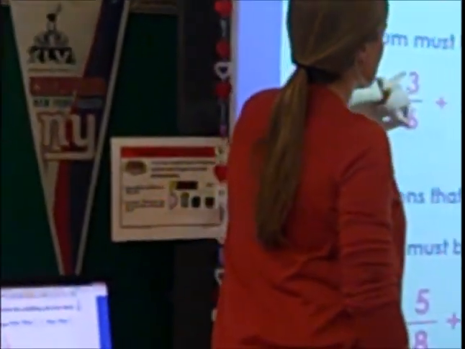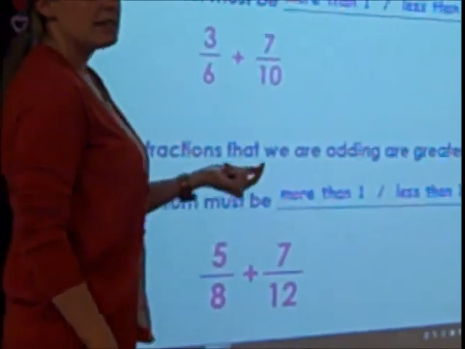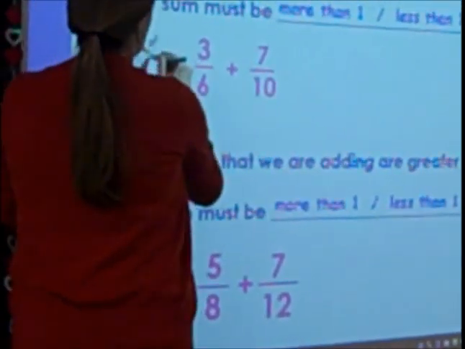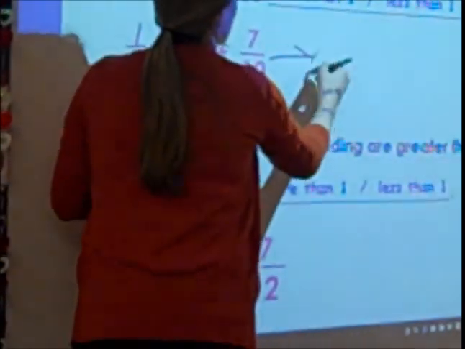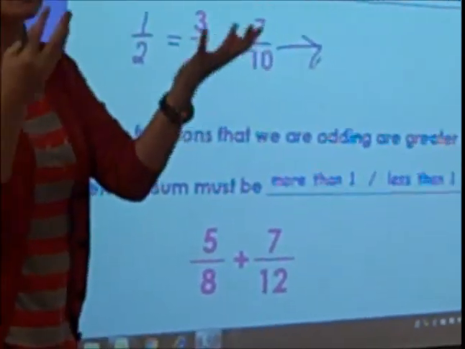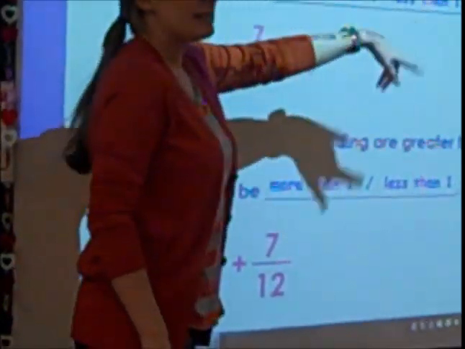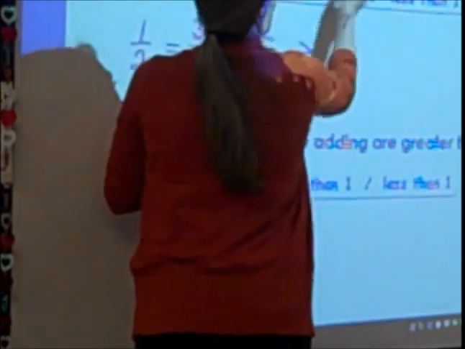So if I looked here at 3/6 and 7/10, what do you know about 3/6 right away? It's equal to 1/2, right? And then what do I know about 7/10? Compared to 1/2, is it more than or less? It's more. So my answer, is it gonna be more than 1 or less than 1? It's gonna be more than 1.